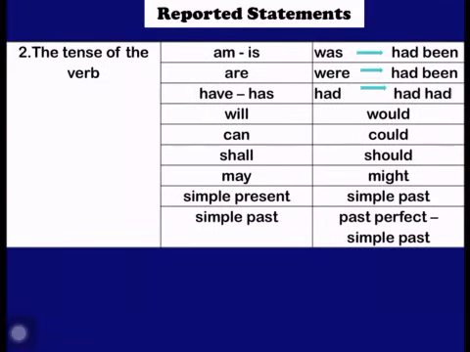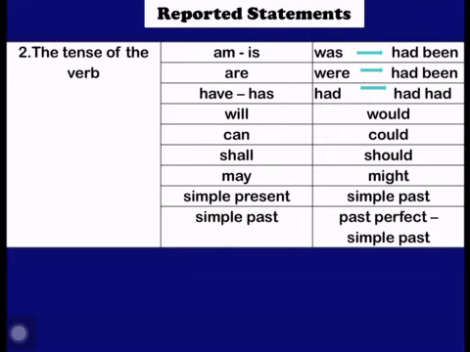The second change is the verb tense. We change the verb tense into the past. And if the verb is in the past, we change it into the past perfect. Past perfect means had plus the verb in the past participle. So simple present changes into simple past. Like for example, if I have write, it changes into wrote. And the simple past changes into past perfect. So if I have wrote, it changes into had written.